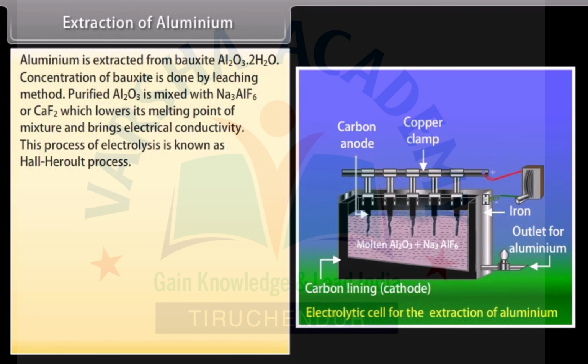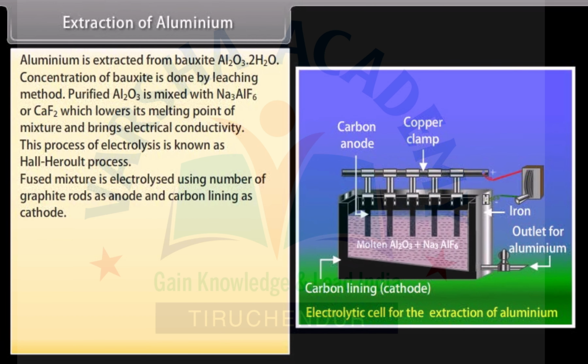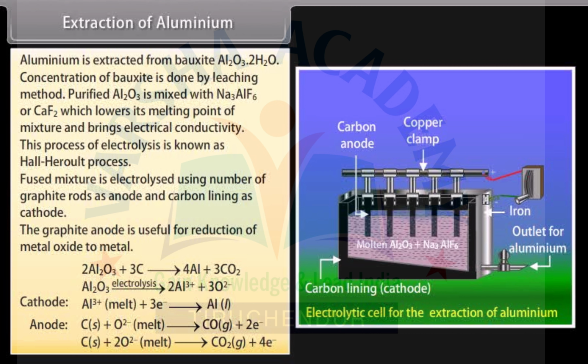This process of electrolysis is known as Hall-Héroult process. Fused mixture is electrolyzed using a number of graphite rods as anode and carbon lining as cathode. The graphite anode is useful for reduction of metal oxide to metal.